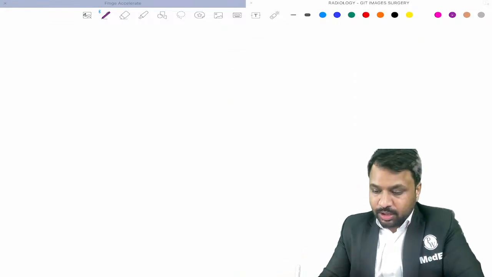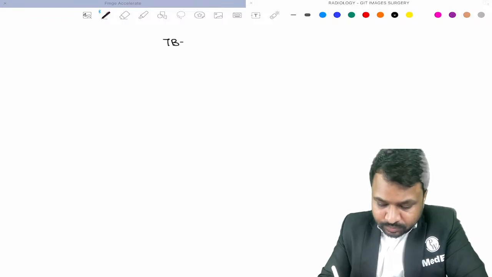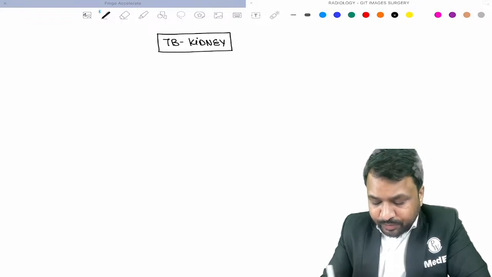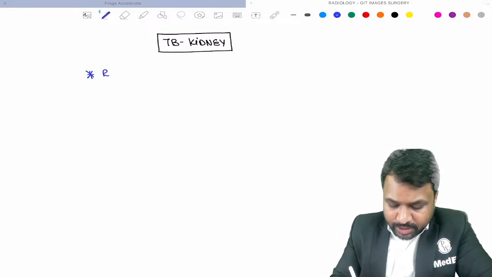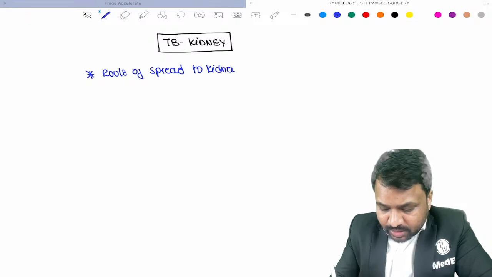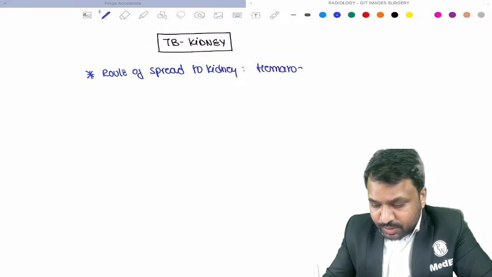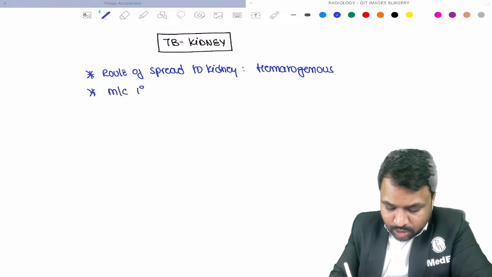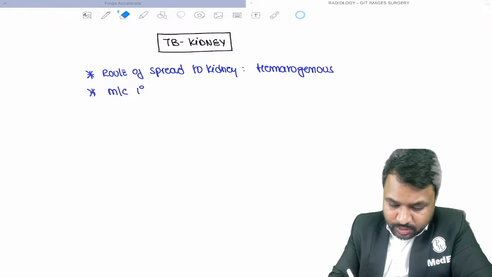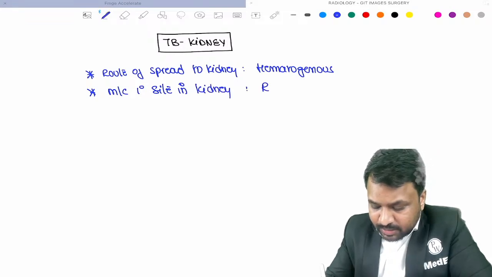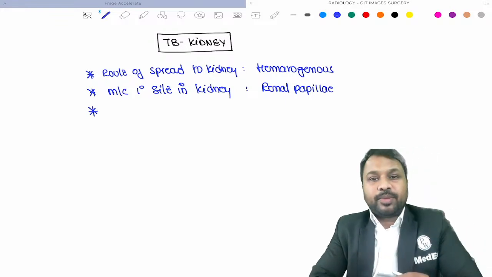Now, another important topic in urology is TB kidney. We'll try to understand the important aspects, or the points relevant to TB kidney, right? Now, the first thing: how does it spread to the kidney? The route of spread is usually via the blood, that is hematogenous. What is the most common primary site in the kidney? It is deposited in the renal papillae. It is the renal papilla, right? That is the most common primary site in the kidney.